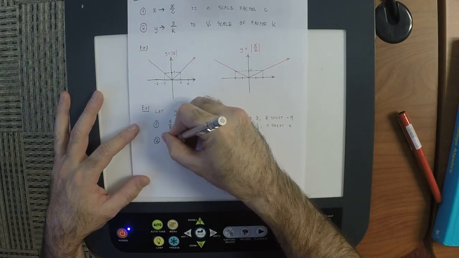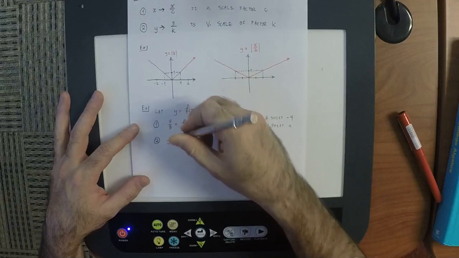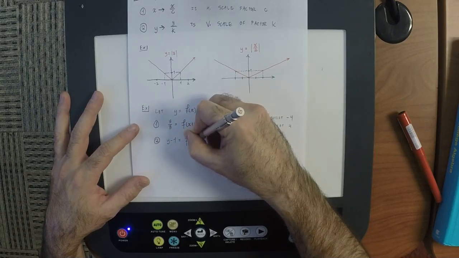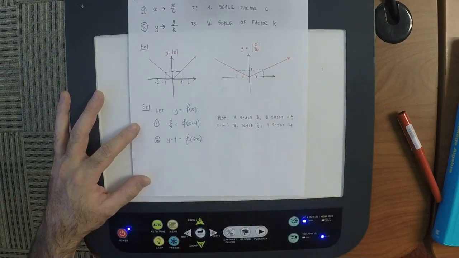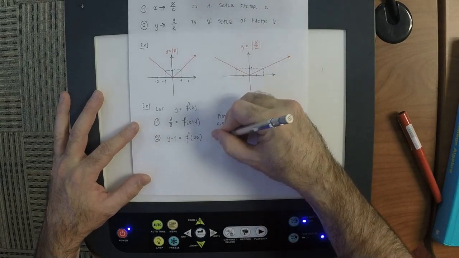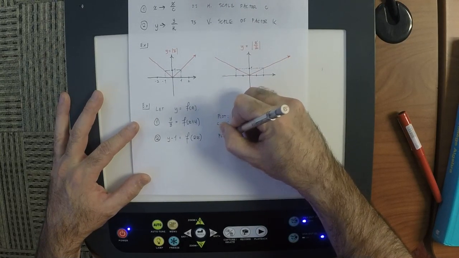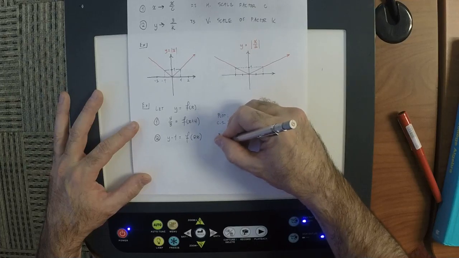How about y minus 1 is f of 2x? Again, the plot and the coordinate system.